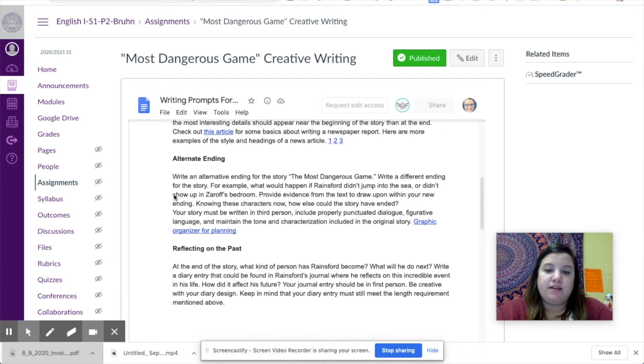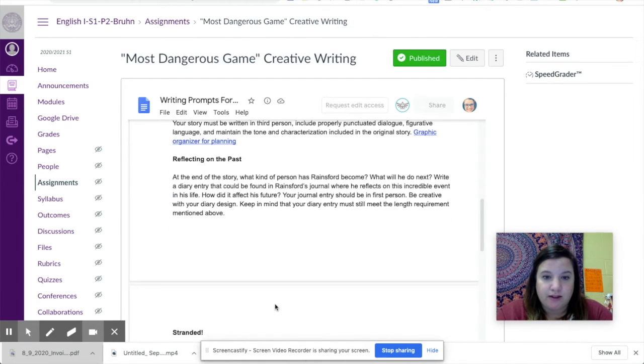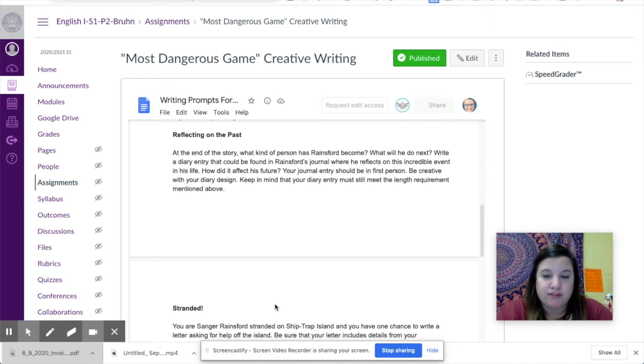The next one is a journal entry, so it's reflecting on the past. You're imagining that you're Rainsford writing a diary entry, reflecting on this event that happened. How does it affect him in the future? Of course, it's a journal entry, so it should be in first person. You should be writing as if you are Rainsford, and you can be creative in your diary design, but it does still need to meet the length requirement.